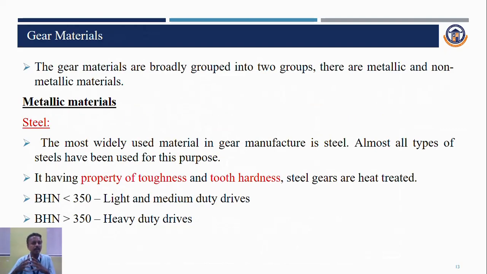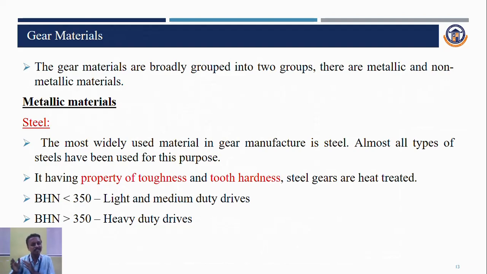Next topic is gear materials. The gear materials are broadly grouped into two groups: metallic and non-metallic materials. First, we are going to see about metallic materials. In metallic materials, the first material is steel. The most widely used material in gear manufacture is steel. Almost all types of steels have been used for this purpose. Having the properties of toughness and tooth hardness, steel gears are heat treated.